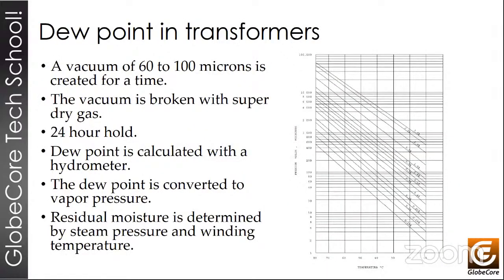So dew point is converted into steam pressure, or vapor pressure, using graphs. The temperature of the windings is measured, preferably by measuring the ohmic resistance, or the gas temperature is measured, because after 24 hours in the transformer, the gas temperature is the same as the windings temperature. So from the measured value of the dew point and the pressure of the gas, which can be air or nitrogen inside the transformer, we determine the vapor pressure. And from this vapor pressure and the temperature of the windings or gas, the residual moisture is calculated, or rather determined using this graph, which is also known as the Piper plot. Next slide.